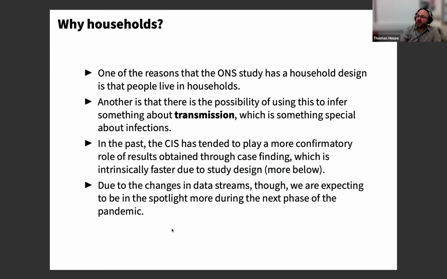Okay, so why did it choose to do households? Well, one of the reasons is that people live in households, so our census naturally goes that way. The ONS is what runs the census. People live in households and they naturally sample households. But the other thing is that you can use households to infer something about transmission, right? So infections are special because you give them to each other.